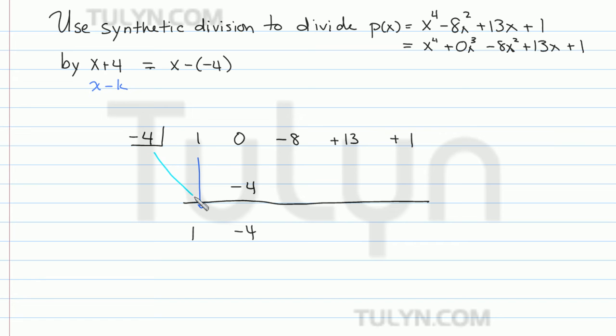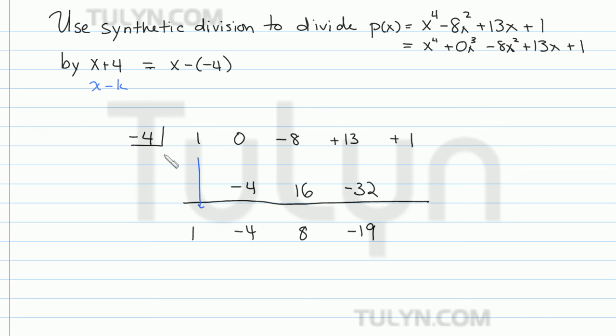So now we want to do the same thing again, but with this new term. We multiply negative 4 by negative 4 and put it in this slot here. So negative 4 times negative 4 is positive 16. And when we add 16 and negative 8 together, we get positive 8. So we do this again. Negative 4 times positive 8, and we put it in the next slot, so we put negative 32. And then when we combine, negative 32 plus 13 is negative 19.